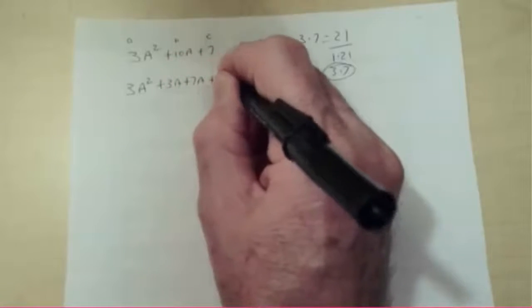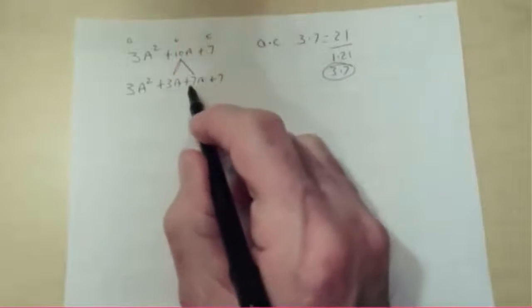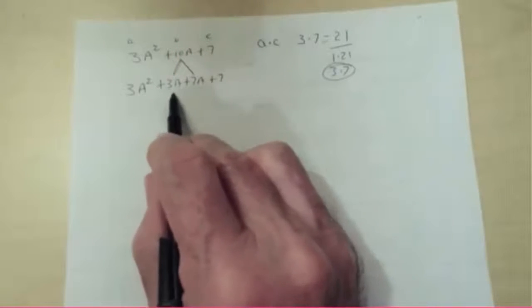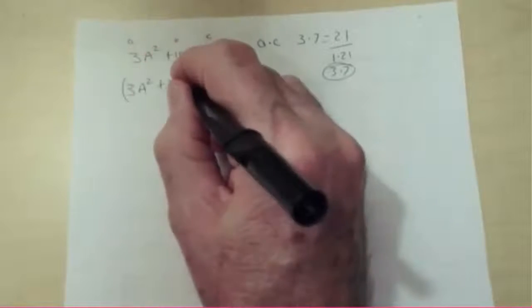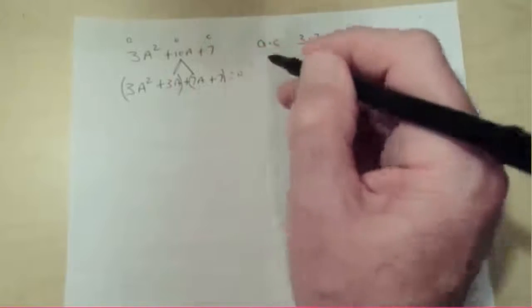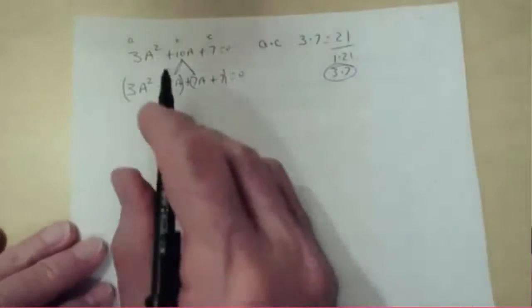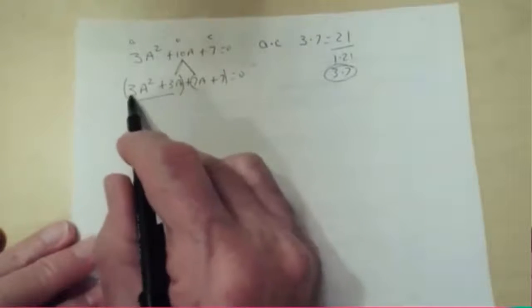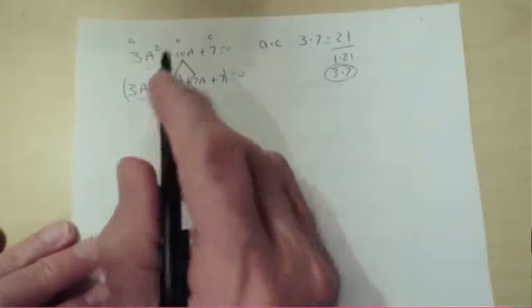Okay, and again, all we did was take the 10a and split it up into these two terms here. Now we group them together. Okay, now what can we factor out of this first one? 3 is common to both, and a is common to both, so we can factor out a 3a.